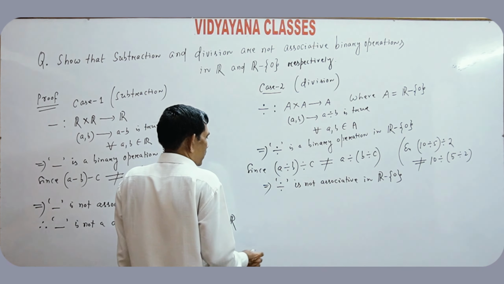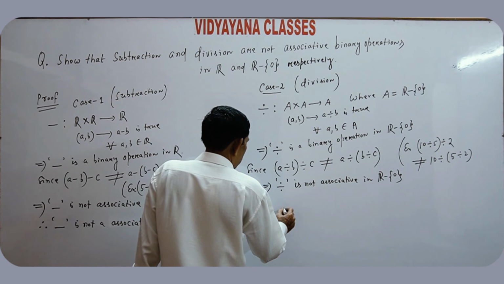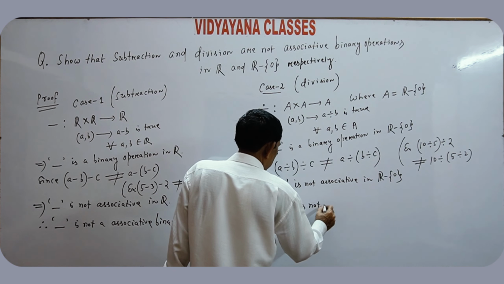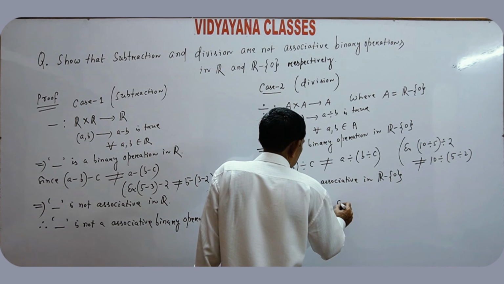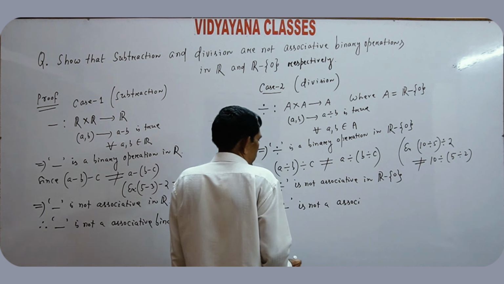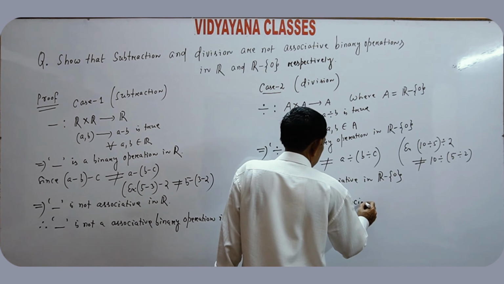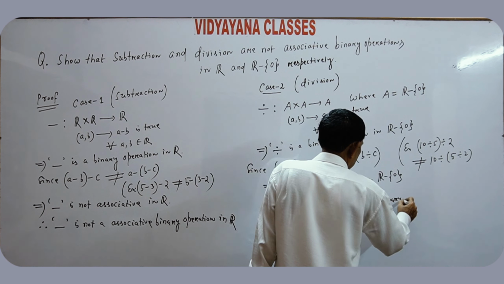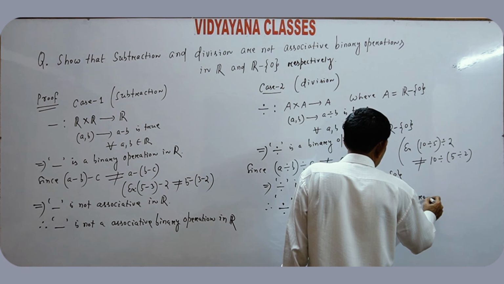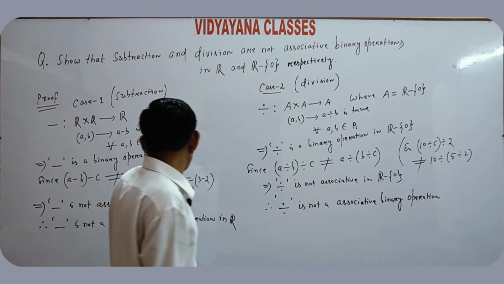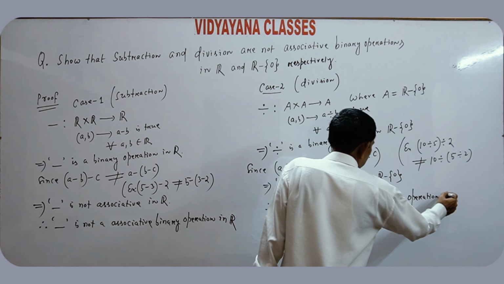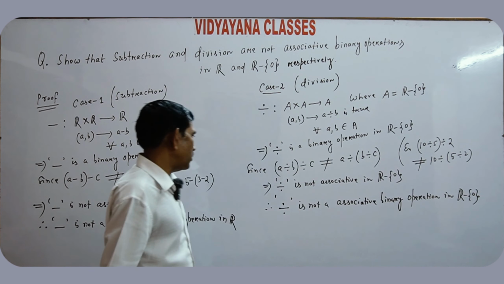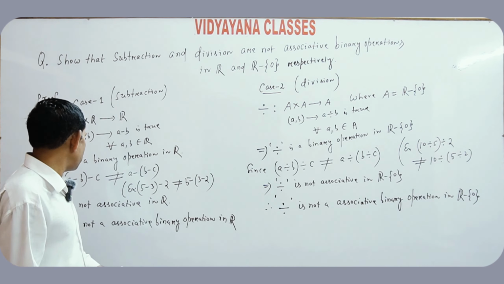Clear? In general we can say, therefore, division is not an associative binary operation in R minus set of 0.